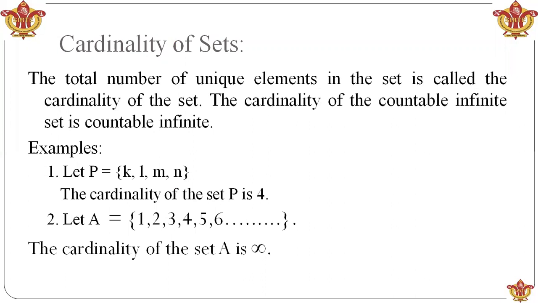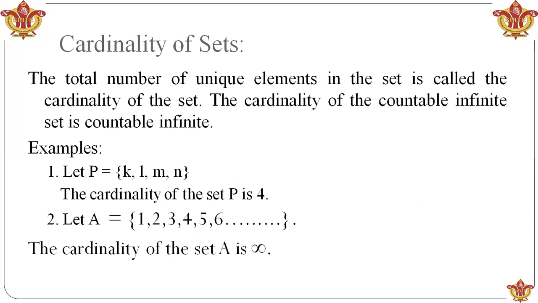Cardinality means the total number of unique elements in a set. The cardinality of a countable finite set is called the countable finite cardinality. Here we take one example to understand the cardinality of a set. Let's assume P is a set which contains the four elements K, L, M, N. So this set has a cardinality of 4.